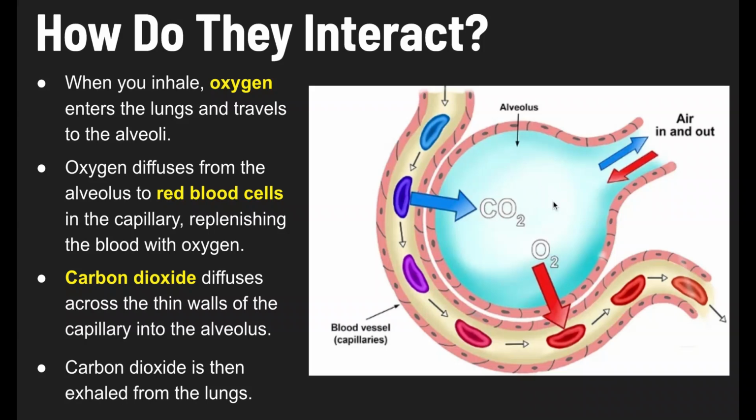So that's why this blue arrow is going out, because when you breathe out, when you exhale, carbon dioxide leaves your body. So the big idea here is you've got these two gases, oxygen and carbon dioxide, and the oxygen is going from the alveolus into the blood in the capillary, but carbon dioxide is doing the opposite. Carbon dioxide is going from the blood in the capillary into the alveolus.